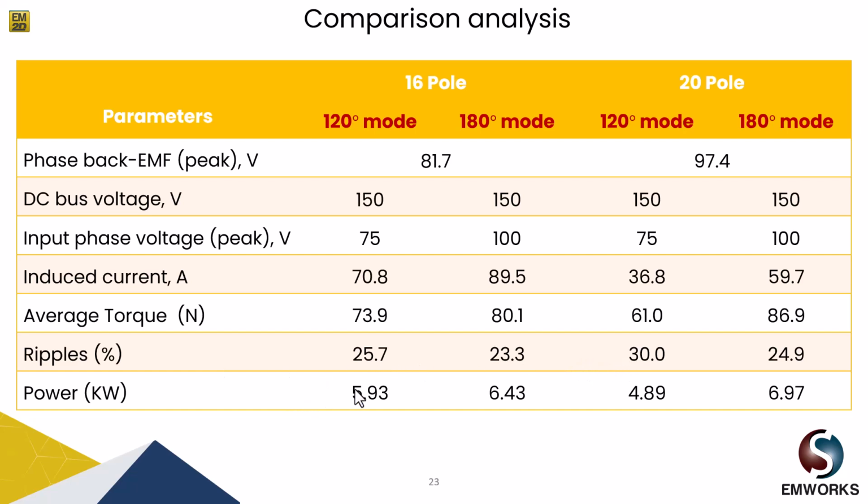And finally we have also obtained the power. Since the magnitude of induced currents is higher in case of 180-degree mode commutation, we get better torque, and since the speed is the same, the difference in the torque gives a difference in the power, and 120-degree mode conduction leads to a higher power output from the motor.